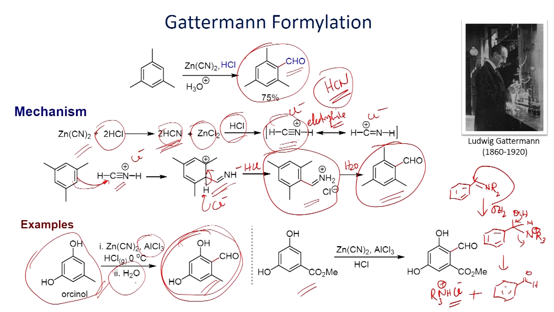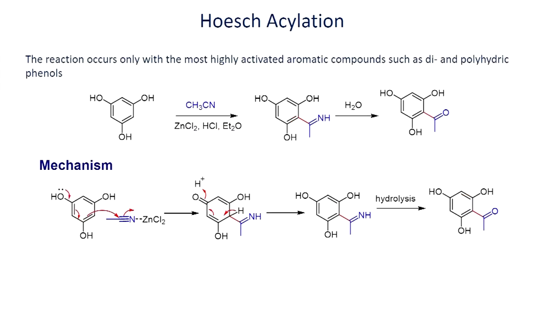Another example shown here, you can see this substrate having two hydroxy groups as well as the ester group can also readily undergo formylation using the combination of zinc cyanide and hydrochloric acid in the presence of aluminum chloride to give this aldehyde as the compound. We have seen two examples for the formylation reactions. First one involves the combination of carbon monoxide and hydrochloric acid in the presence of Lewis acid, and the second example involves the combination of hydrogen cyanide and hydrochloric acid in the presence of Lewis acid.